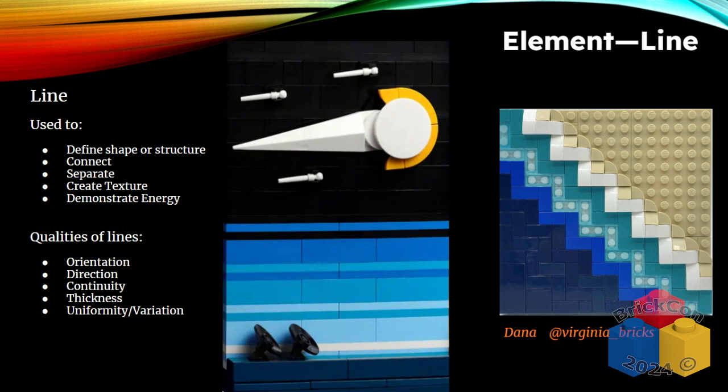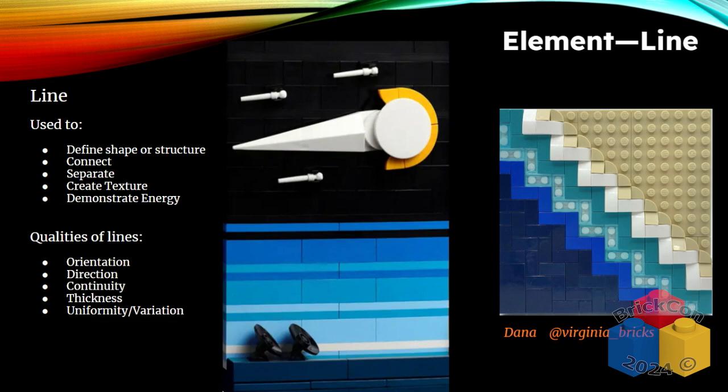Line. Line is our second element. It's used to define shape. I'm going to talk about these images that I have up here. So I have pictures from Lego. I have pictures of things that I've created, but I've also taken some things from other people, and there should be credit for them on there as we go.